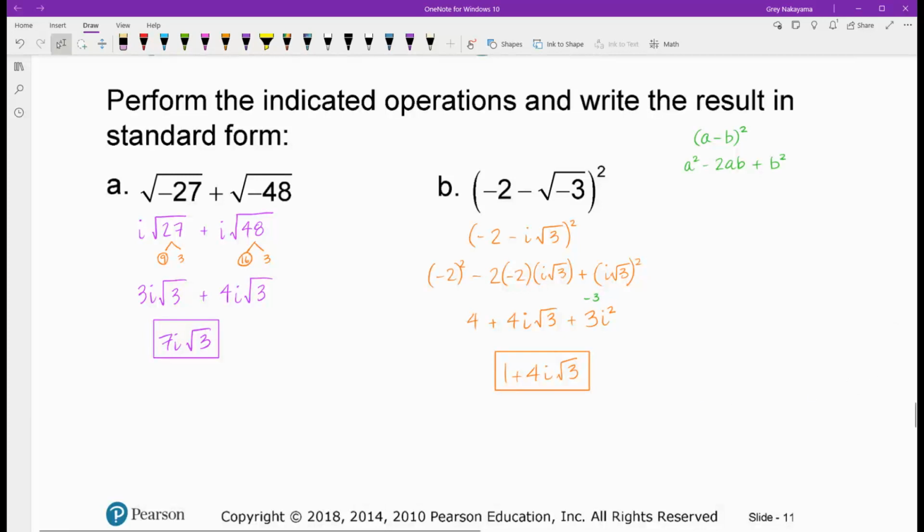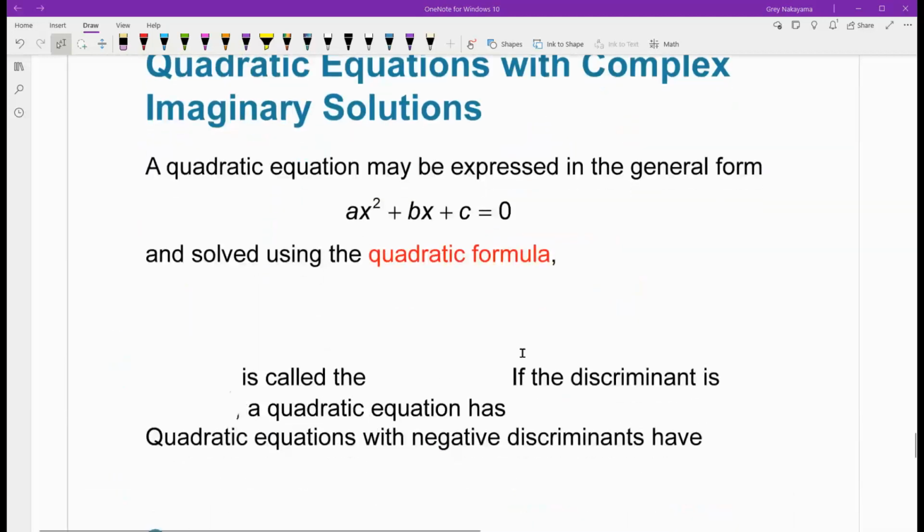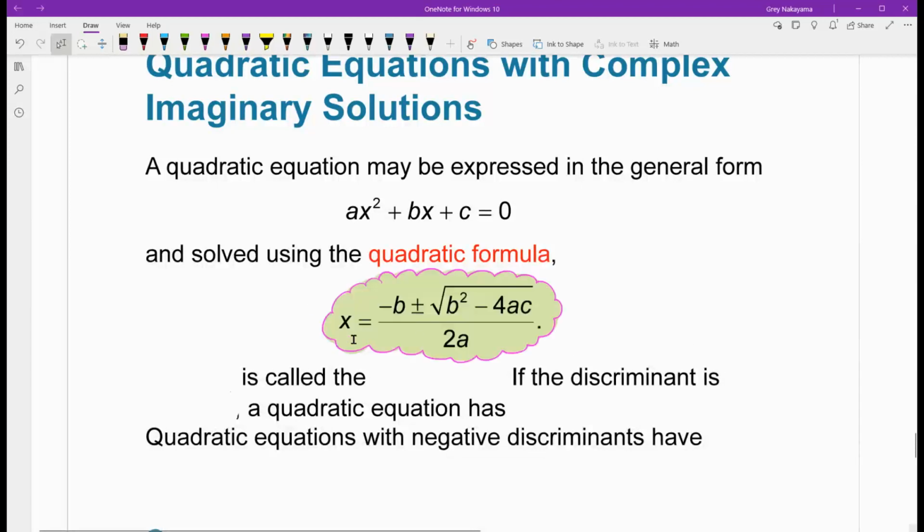All right. The last thing we got to talk about is our quadratic equations with complex solutions. So you've seen this before, ax squared plus bx plus c. And using that quadratic formula, if you don't know the song, look it up. It's a great way to help you remember. Negative b plus or minus the square root of b squared minus 4ac all over 2a.